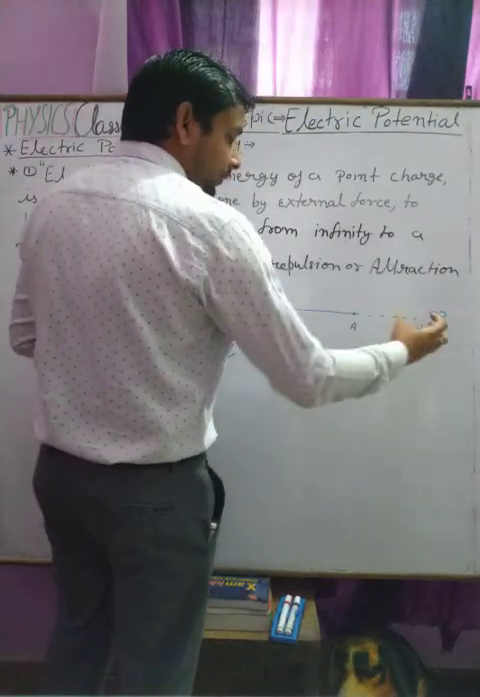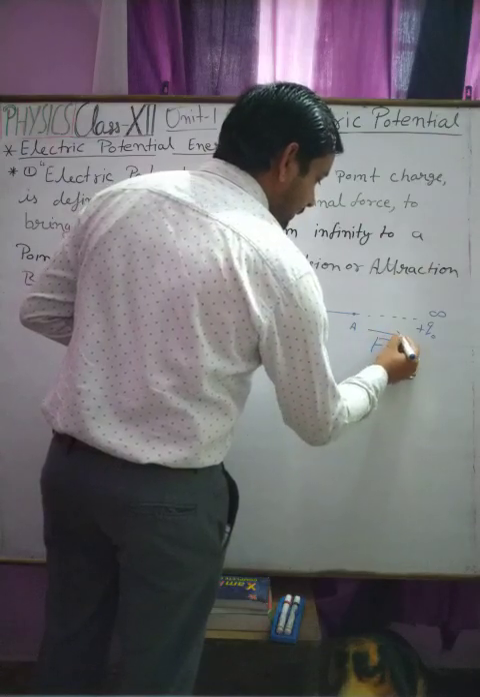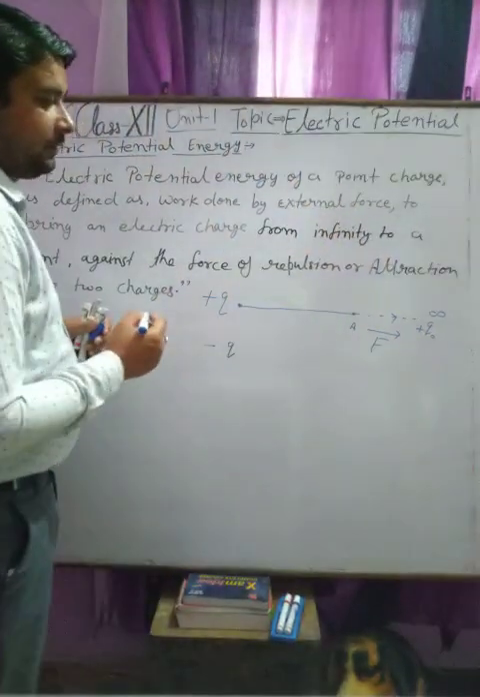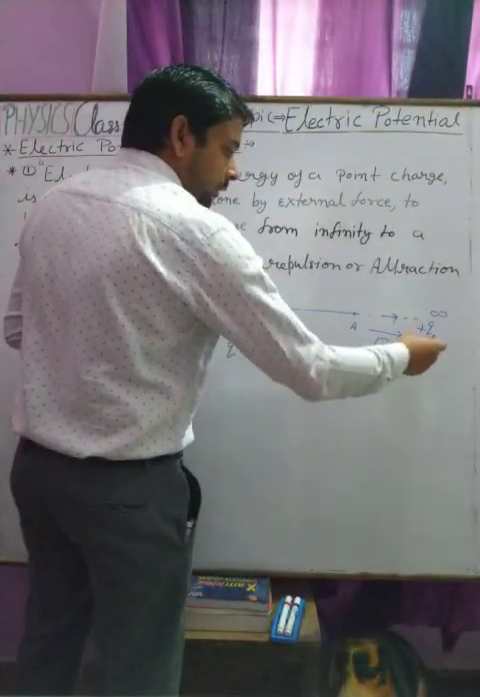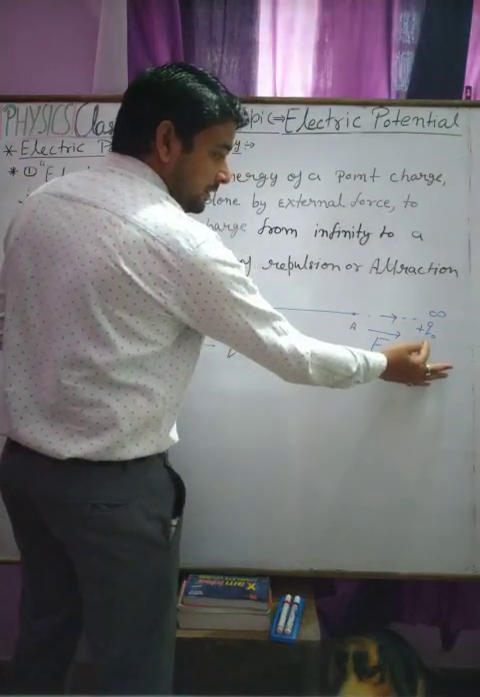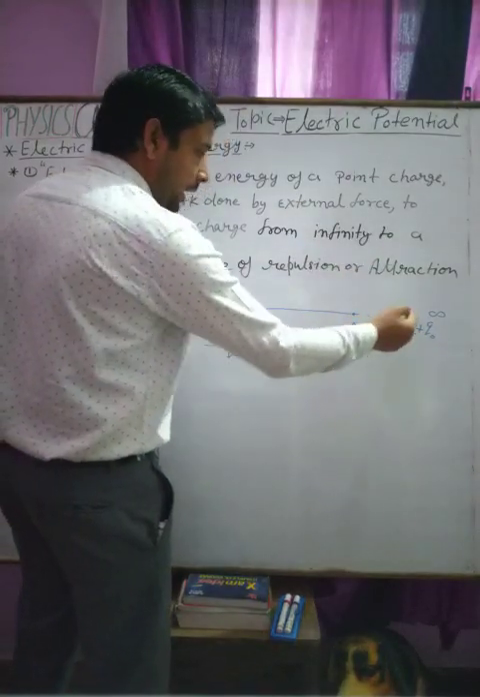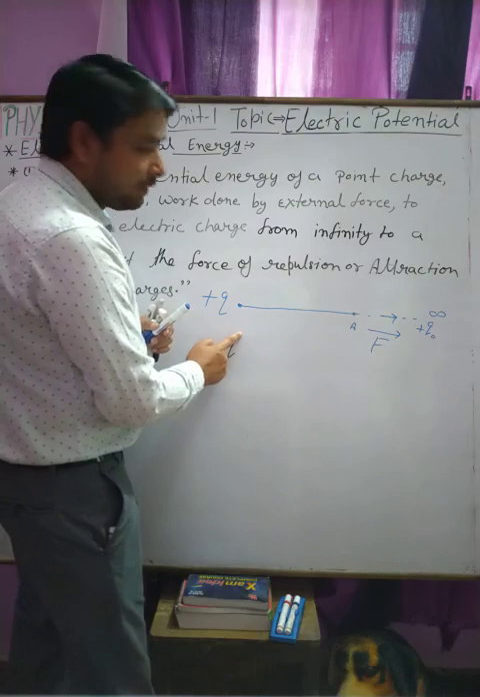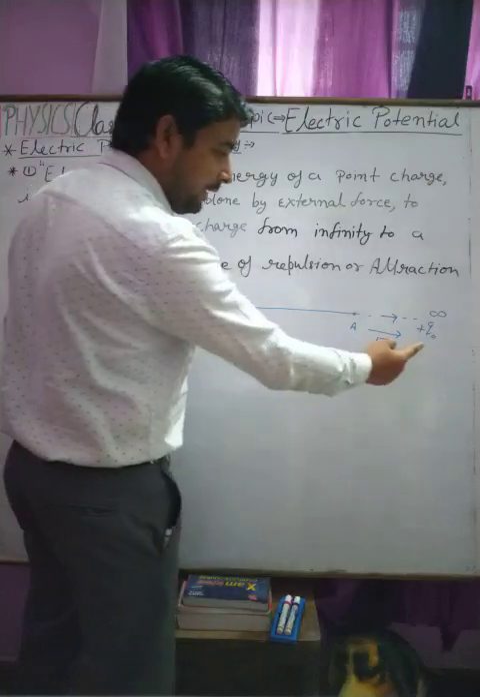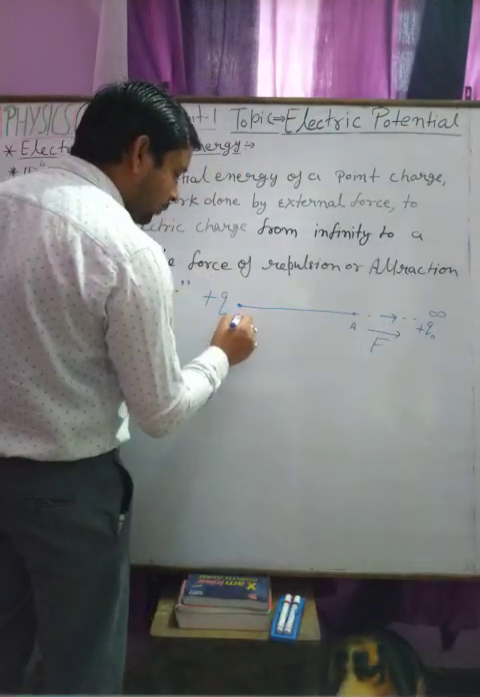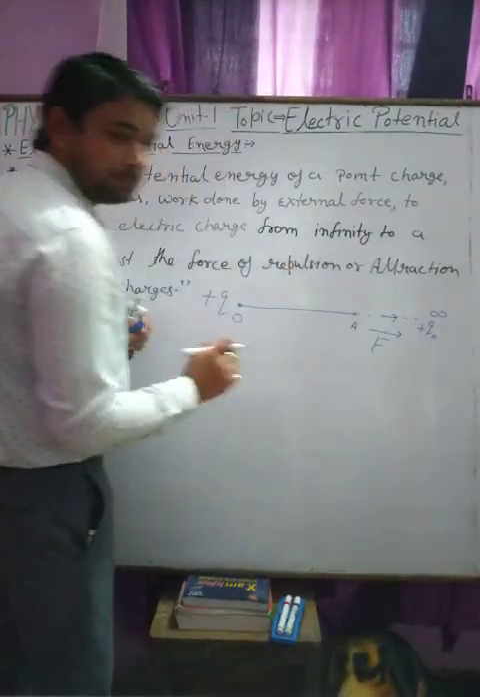Now the force due to this charge acts in the positive x direction as shown by the arrow. Therefore, to bring this test charge to point A, we need to do some work against the force of repulsion. So the external force applied to do the required work is stored in the system from this point O to A, because this force is repelling this q naught charge.